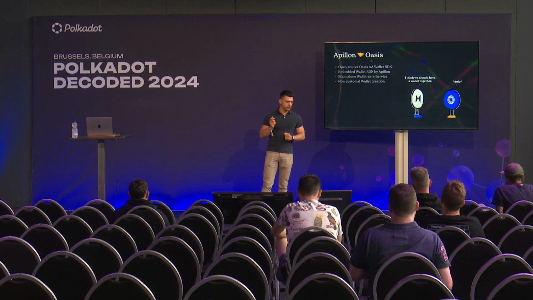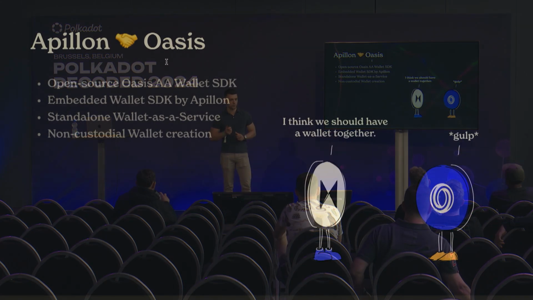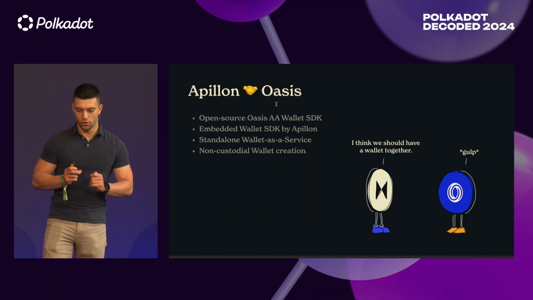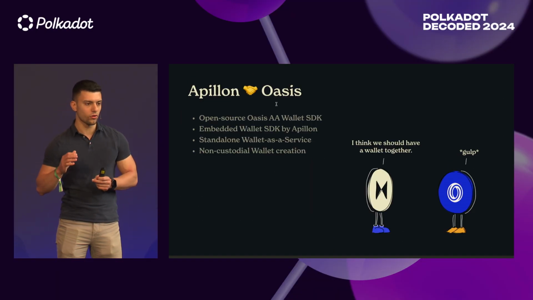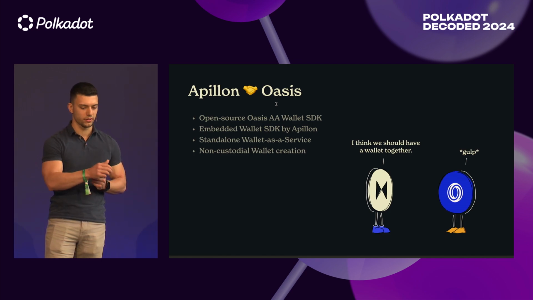So this is where I'd like to announce a partnership that we have with the Oasis protocol in order to deliver this solution. So it's an open source wallet account abstraction SDK, which means that the developer is going to be able to use our SDK in order to create wallets in the name of his users of the dApp. So the users which want to just use a dApp on the internet no longer need to have their own wallet set up prior to that.